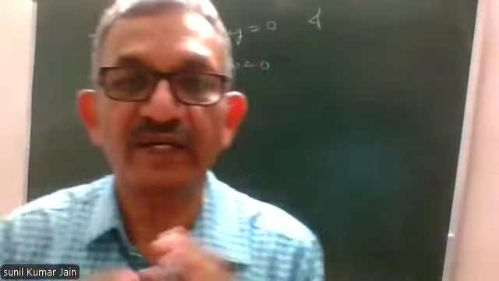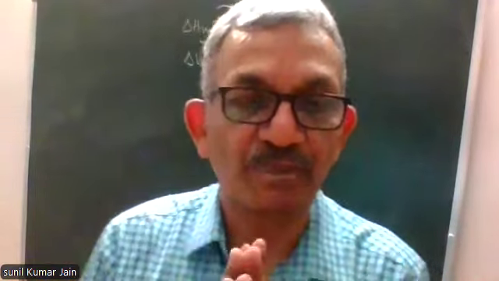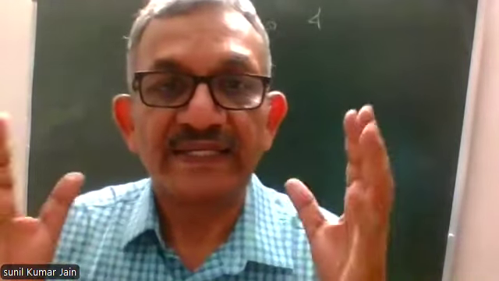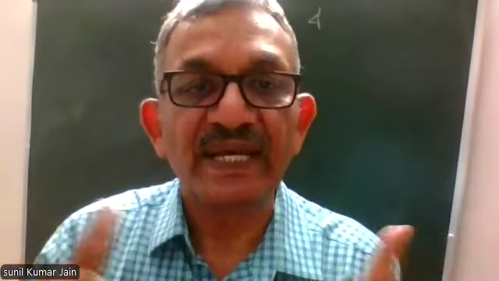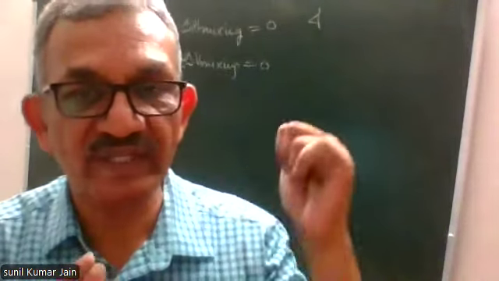First, let me explain why delta V is 0. Delta V mixing is 0 means what? If I mix 10 milliliters of liquid A with 10 milliliters of liquid B, then the final volume of the solution should be 20 milliliters. It means final volume minus initial volume, this difference, is 0. Now, why is it so in this case? Why can it be other than 0?